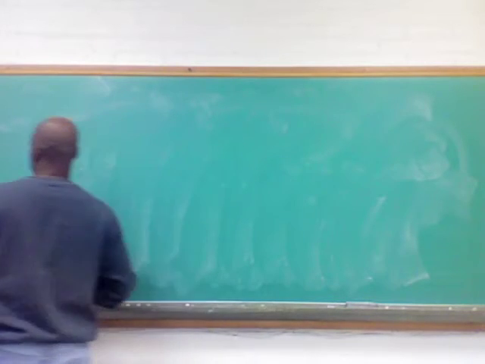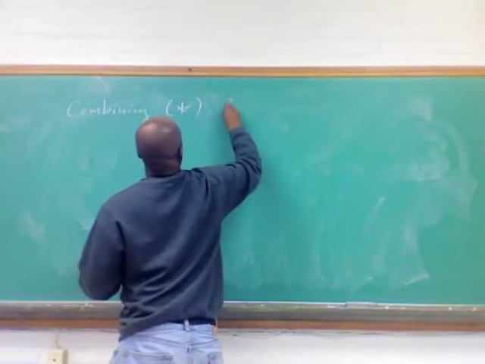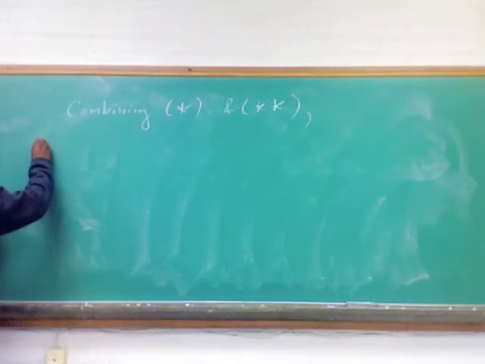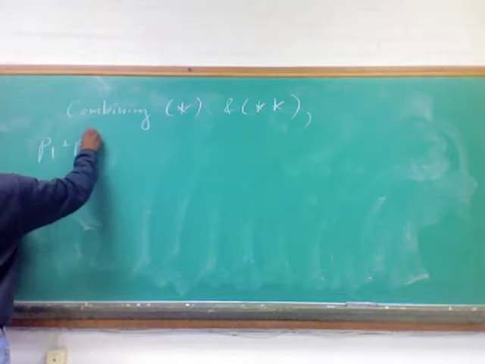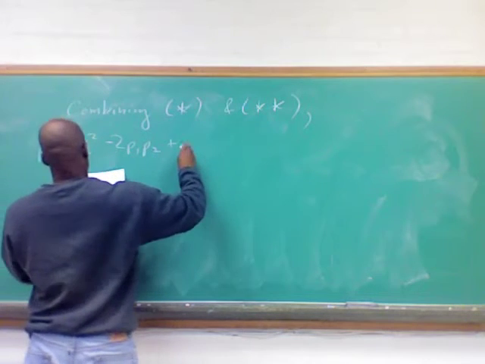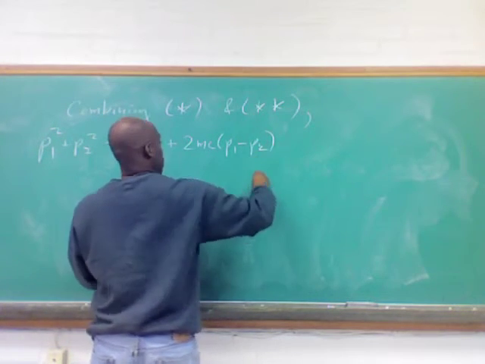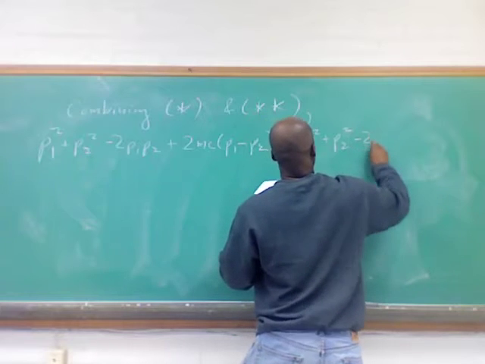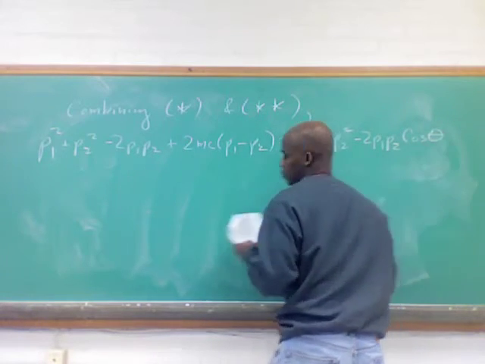If we combine both equations then, the single starred equation and double star, we've got that P1 squared plus P2 squared minus 2 P1 P2 plus 2MC (P1 minus P2) is equal to P1 squared plus P2 squared minus 2 P1 P2 cos theta.